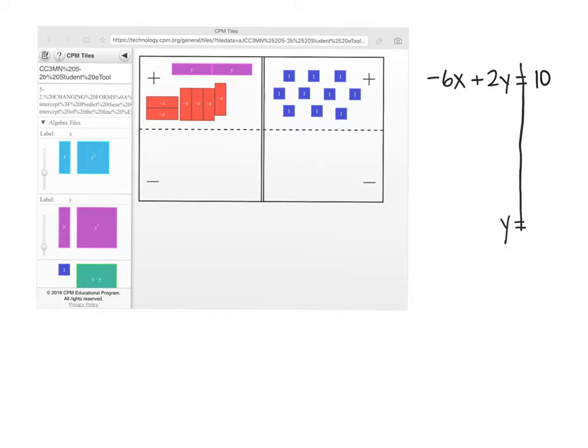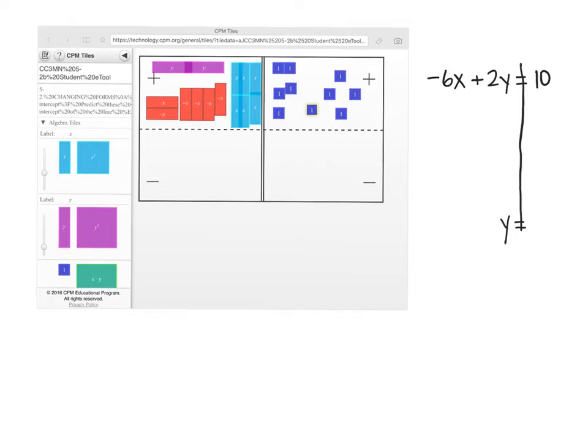All right, now if I want to get a y tile by itself, the first thing that I'm going to need to do is eliminate the negative 6x tiles from the left side. I am going to do that by adding 6x tiles to the left side. And remember, whatever I do to the left side of an equation mat, I must also do to the right side. So I added 6x to the left. I must also add 6x to the right.